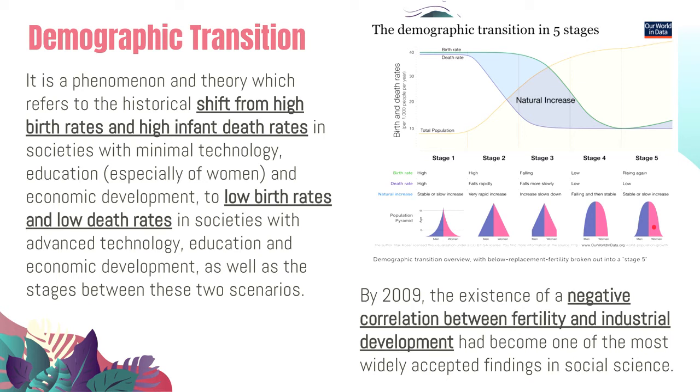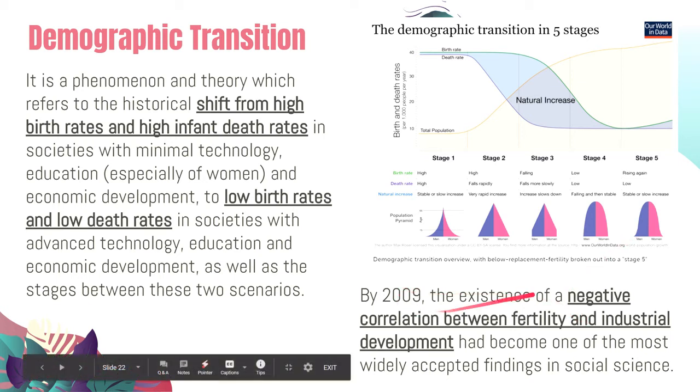So, by 2009, there was the existence of a negative correlation, which means an opposite relationship, between fertility and industrial development. It means that as the country becomes more developed, as it goes higher, fertility goes lower. So that's a negative correlation. One goes higher, the other one goes lower. Or if there's high fertility, it means that the country has low industrial development.